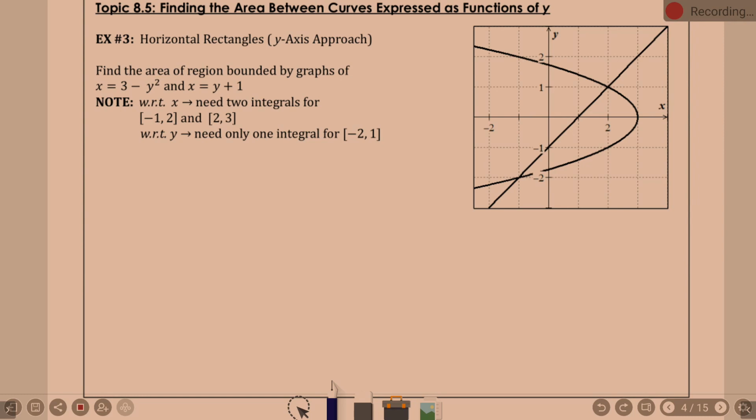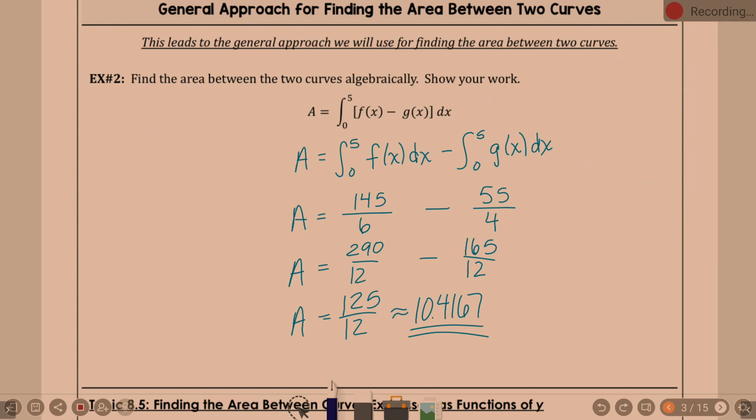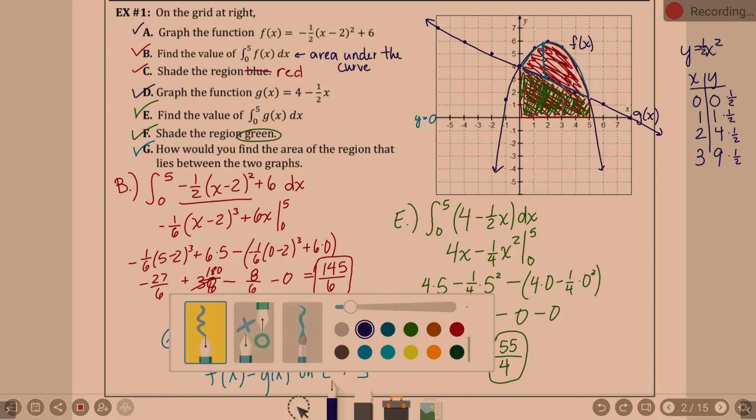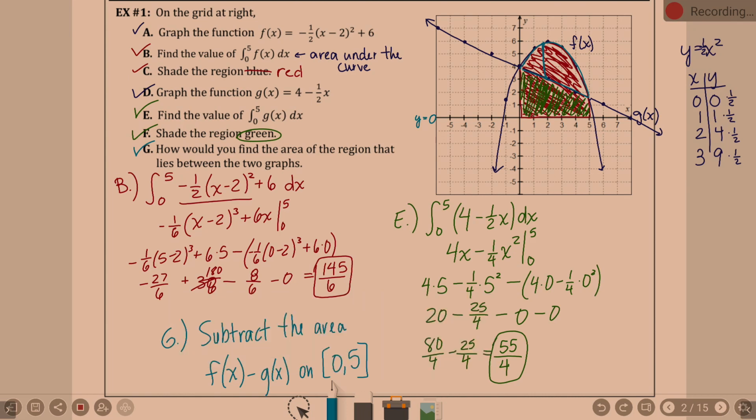We're ready for 3. And 3 talks about functions expressed as y's. With this one here, sorry, I'm trying to piece together what we talked about on Friday. When we think about the difference between the two, it is a vertical piece, okay? That's a vertical, and we refer to them as rectangles because you're summing up all those rectangles. So they're vertical rectangles.